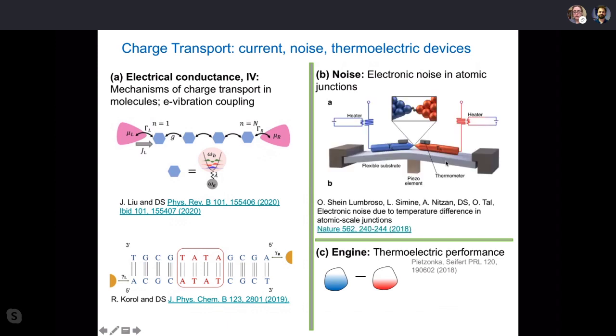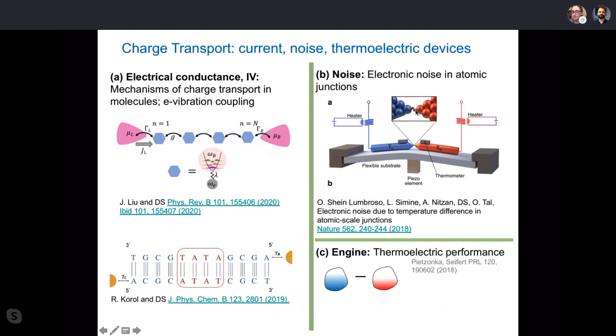And this is an example of a project with the experimental group. What they measured was shot noise, electronic noise, but electronic noise that is activated due to temperature difference. So here is a setup of their experiment. I'm not going to describe it in detail in my talk, so this is really just a brief description.